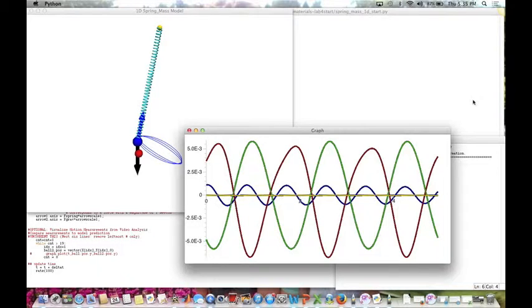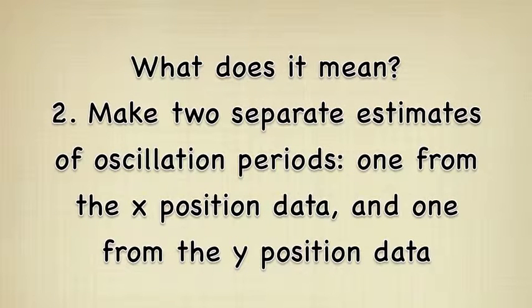As you can see from the last model, the energy principle is satisfied because the total change in energy, the yellow line, is equal to 0. The second what does it mean question asks to make 2 separate estimates of oscillation periods, one from the x position data and one from the y position data.